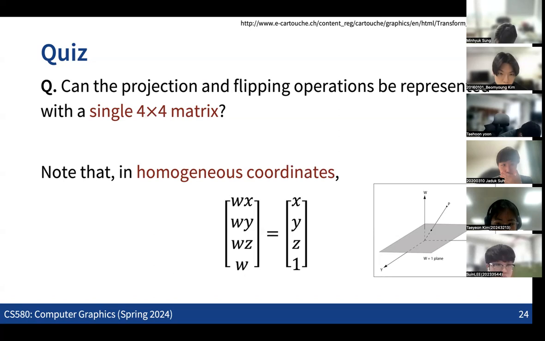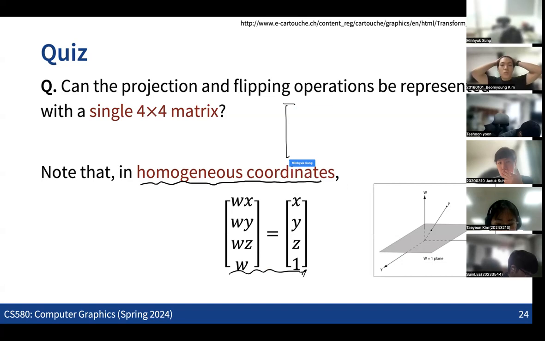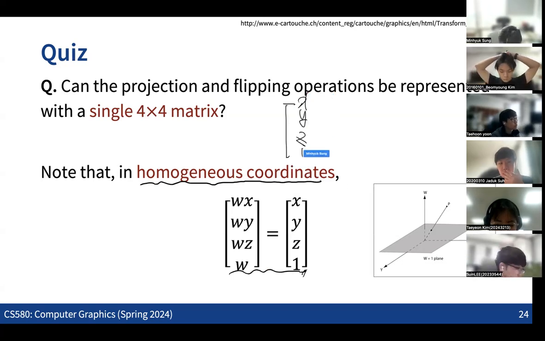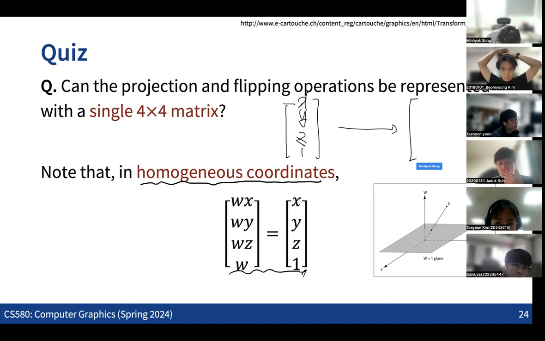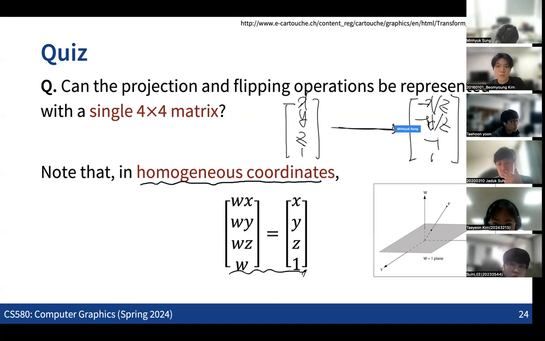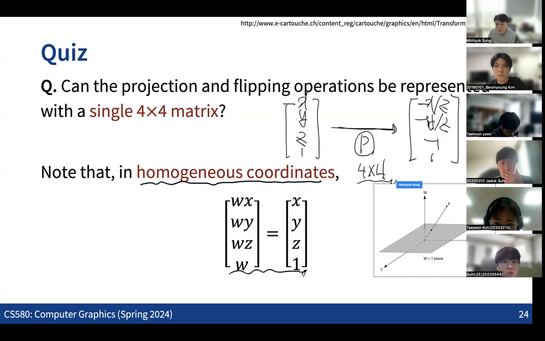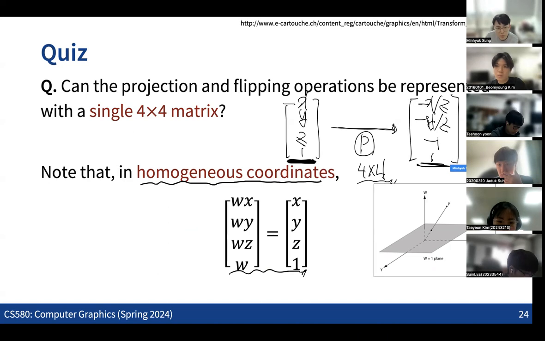With this property, when you want to map x, y, z, 1 to the coordinates minus x over z, minus y over z, minus 1, and 1, can you represent this mapping using a single 4 by 4 matrix? This is the question of the projection. So let's think about a simple 4 by 4 matrix that can map these points to these points. How can you make this 4 by 4 matrix?